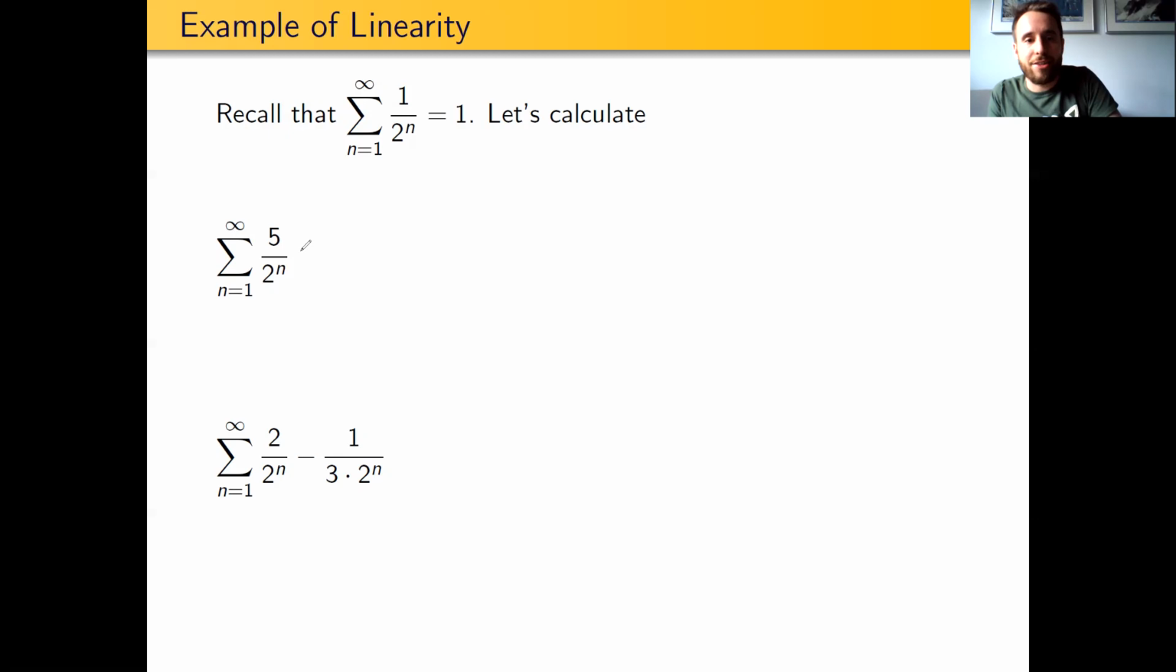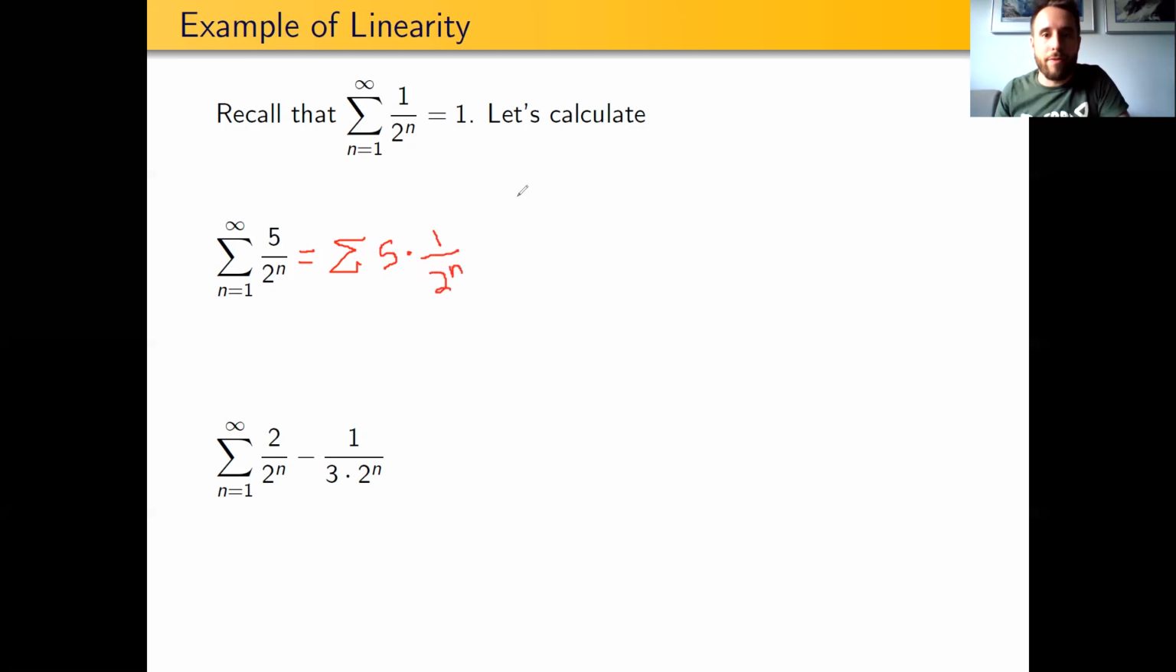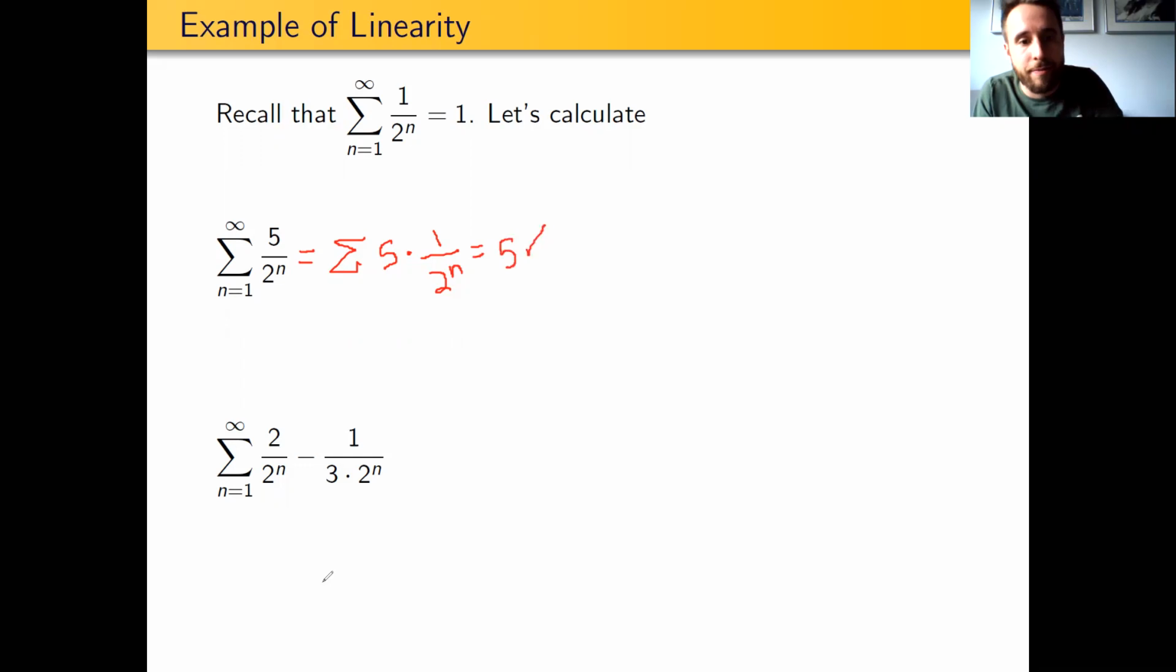And to see these in action, it's sufficient to rewrite them. So this is a sum of 5 times 1 over 2 to the n, right? We, of course, remember that the summation of 1 over 2 to the n converges to 1, as is written up here. And so as a result, we get that this entire series converges to 5 times 1, or just to 5.